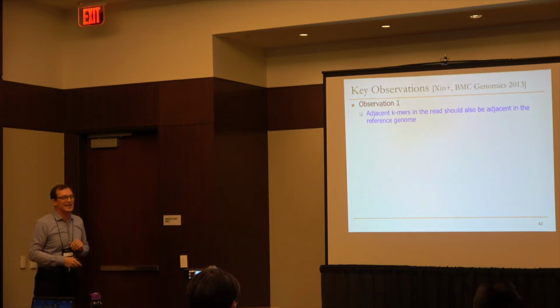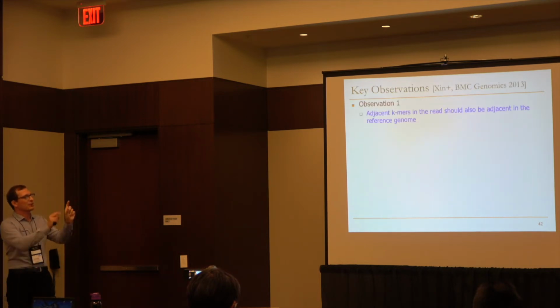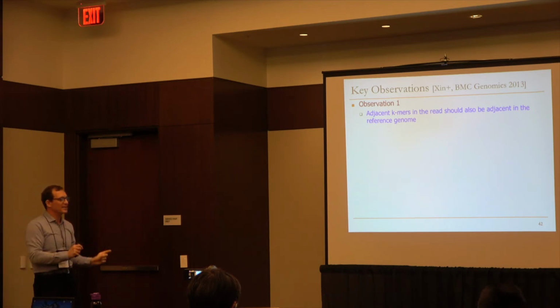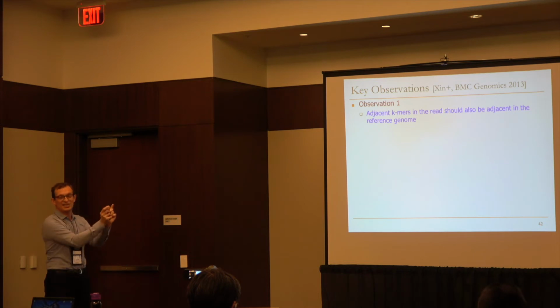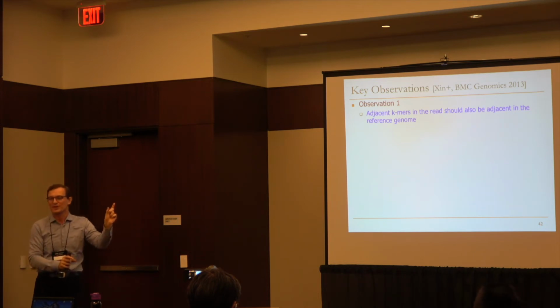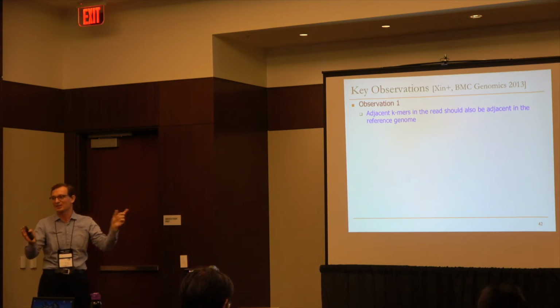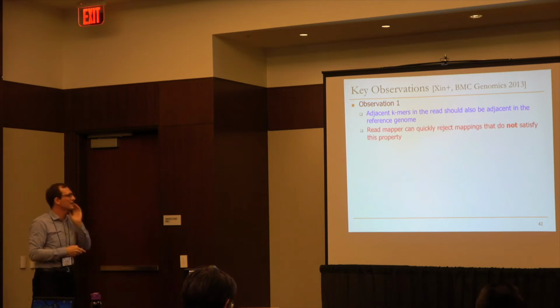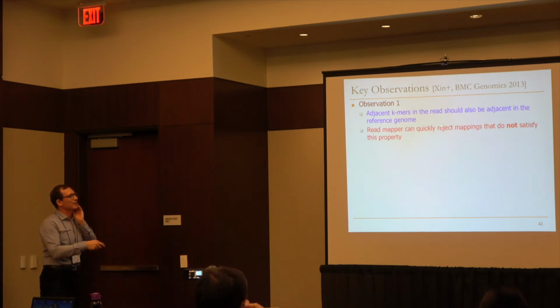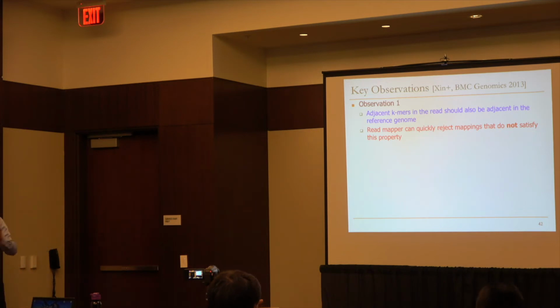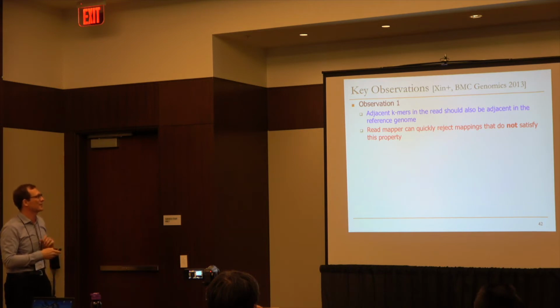So the first observation is that when you're chopping the read into smaller k-mers, the k-mers that you're indexing the hash table with are adjacent in the read. They should also be adjacent in the reference genome. If this invariant doesn't hold, you can quickly say, okay, I'm not going to do the edit distance computation. I'm going to give you an example of this. And the read mapper, as a result, can quickly reject mappings that do not satisfy this property. Of course, there's complication. Whenever you have errors, it's not a perfect match. You need to be careful as to how you do this.